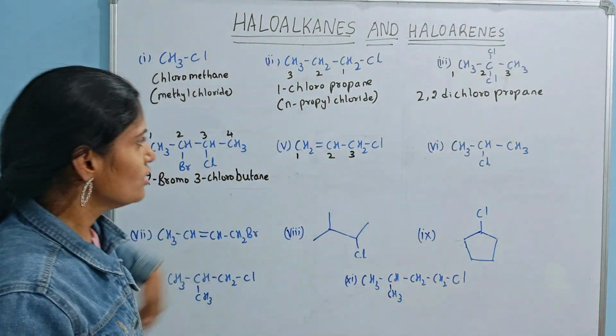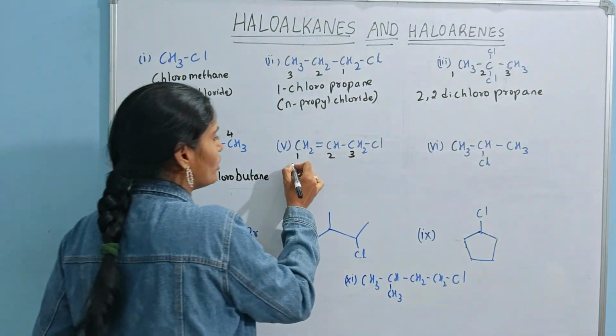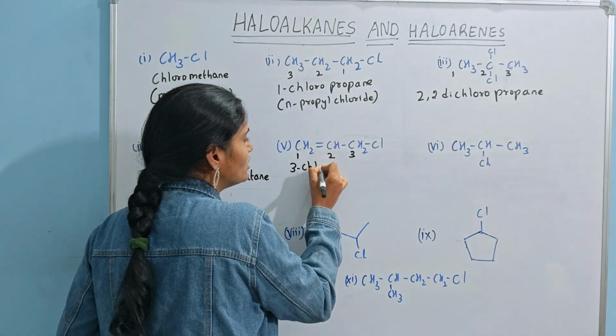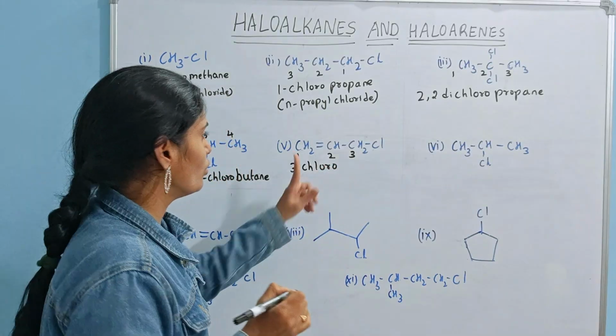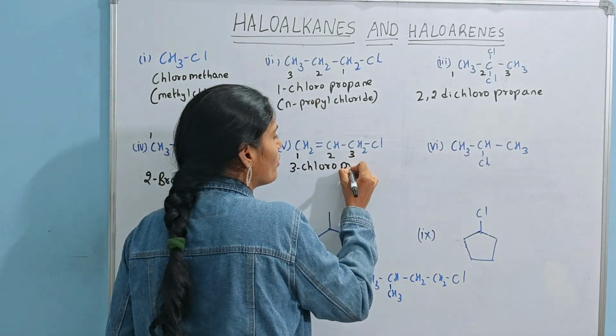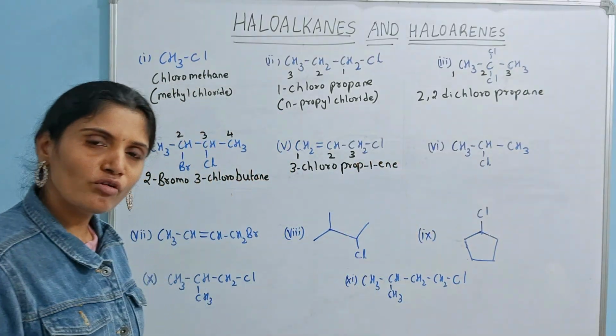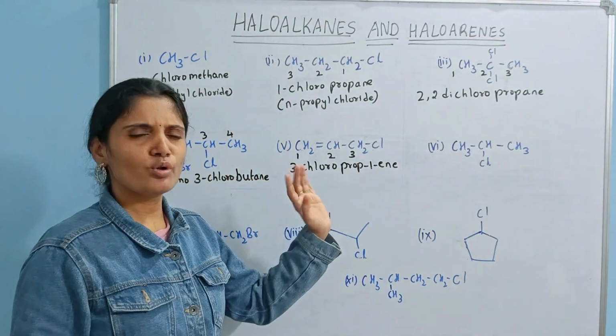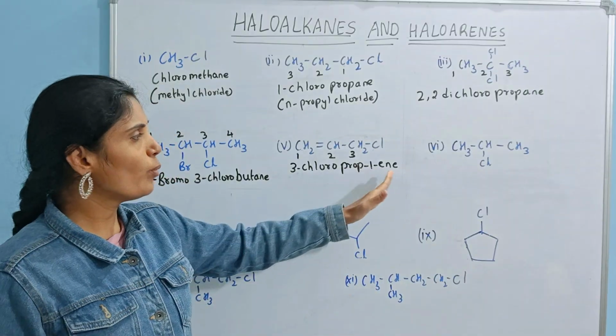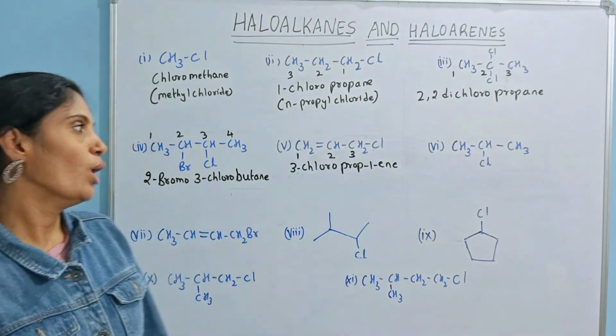So at the third carbon, I have my chlorine. So what will I write it as? 3 chloro, prop 1 ene, or you can just write it as propene. It is correct because it is the first position only, you need not specify it. You can write prop 1 ene, or you can just write it as propene.